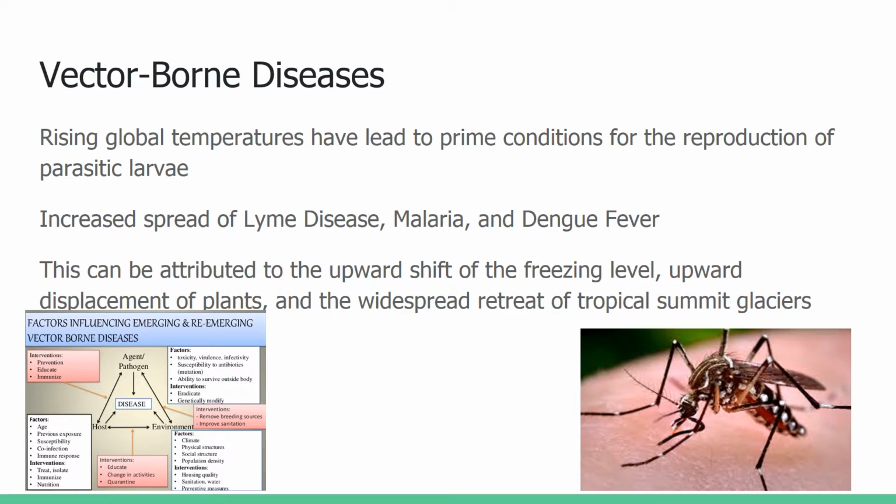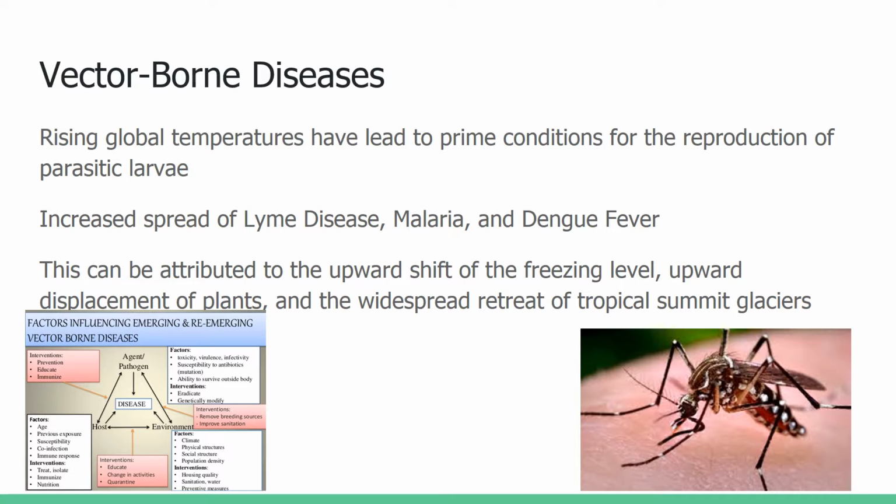The spread of these diseases can be attributed to three factors caused by climate change. First is the melting of glaciers, caused by the constantly increasing temperatures around the globe. The second is the upward displacement of plants across the world, and the third and final factor is the upward shift of the freezing level.